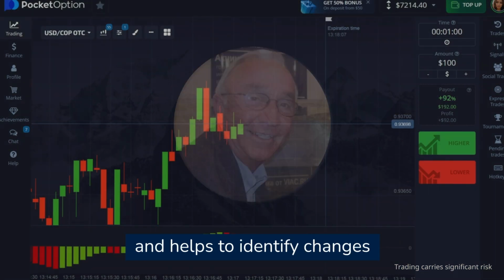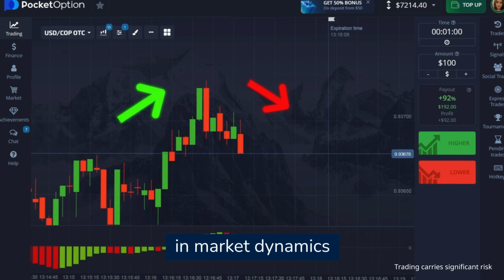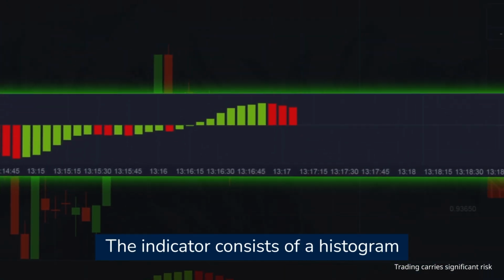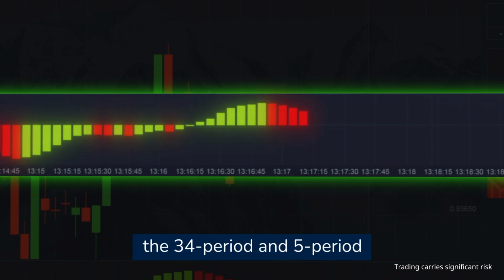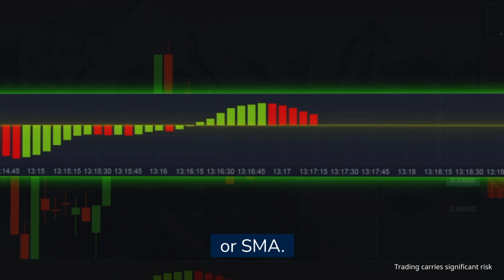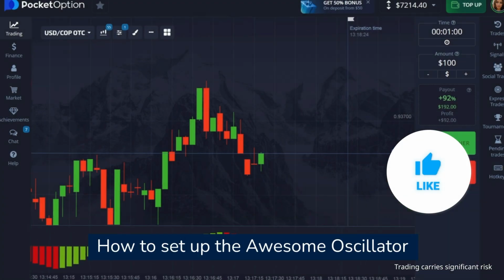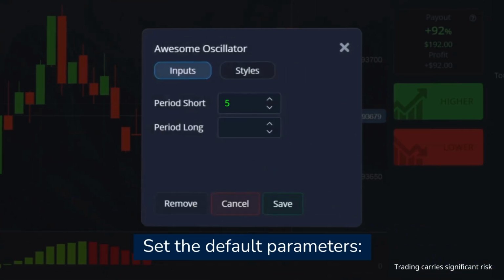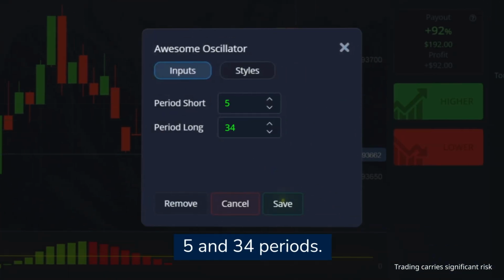and helps to identify changes in market dynamics and possible trend reversals. The indicator consists of a histogram showing the difference between the 34-period and 5-period simple moving averages, or SMA. How to set up the Awesome Oscillator for quick trades. Set the default parameters, 5 and 34 periods.